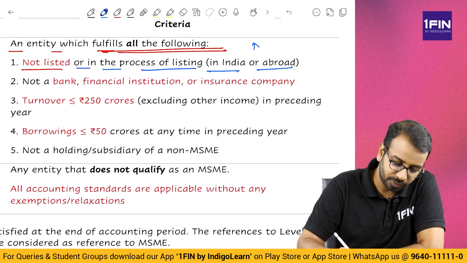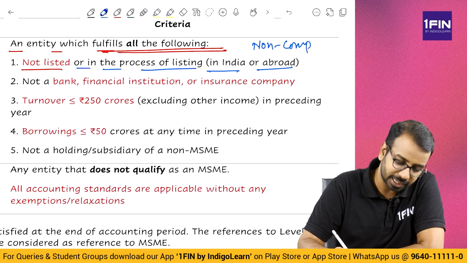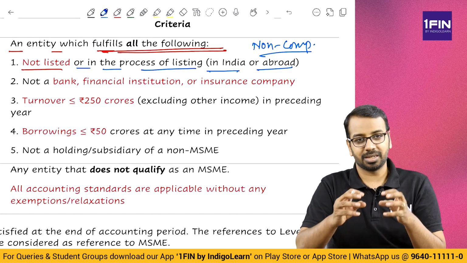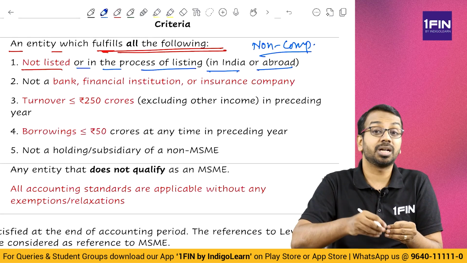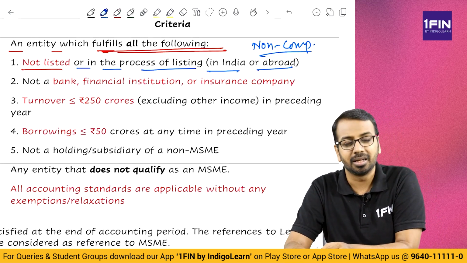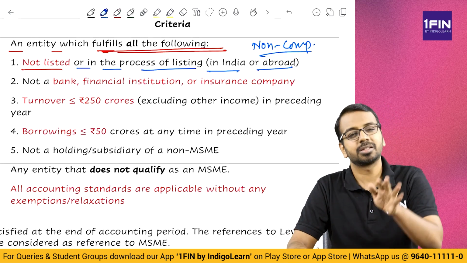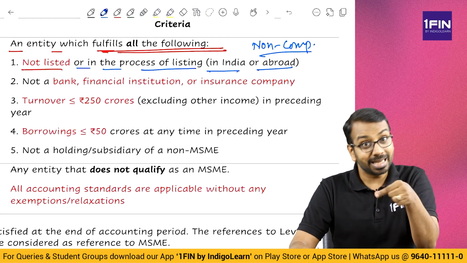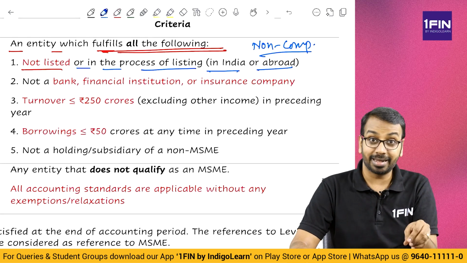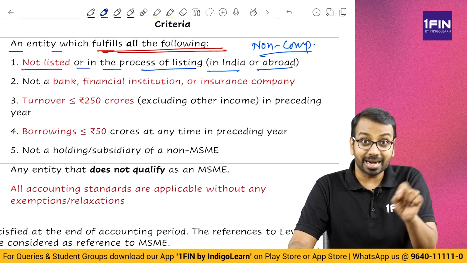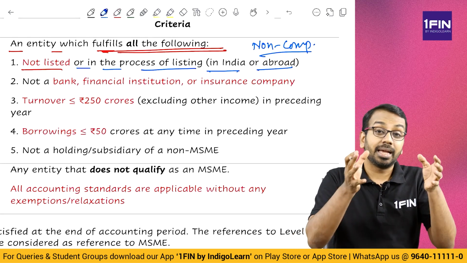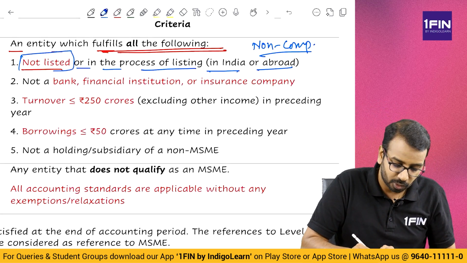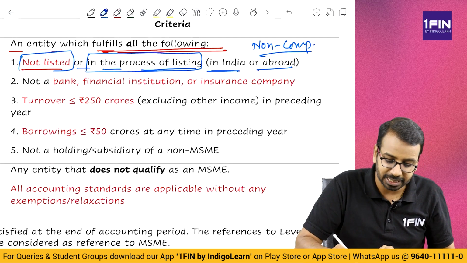Now, what are we talking about? We are talking about a non-company form of organization. And you may have a doubt, sir, how can a non-company be listed? See, we are talking about entities which are not companies as per Companies Act. You could take example of, let us say, State Bank of India. Special Act is there to govern it. Okay. You can take an example of, let's say, Life Insurance Corporation. They are listed in the stock exchanges. You can take an example of Real Estate Investment Trust. They are listed in the stock exchanges. So, anything which is not a company and they should not be listed or should not be in the process of listing in India or abroad.